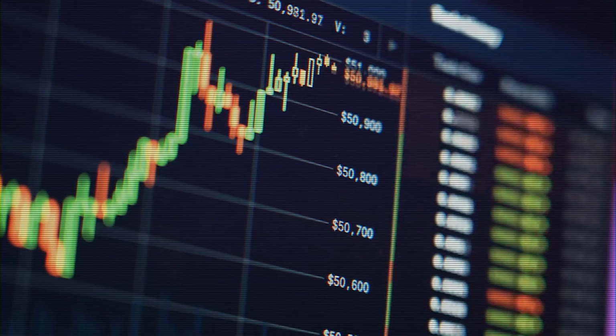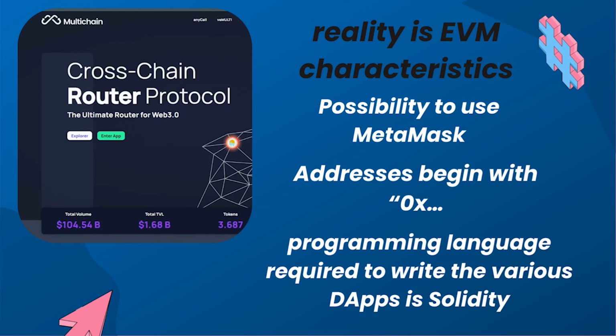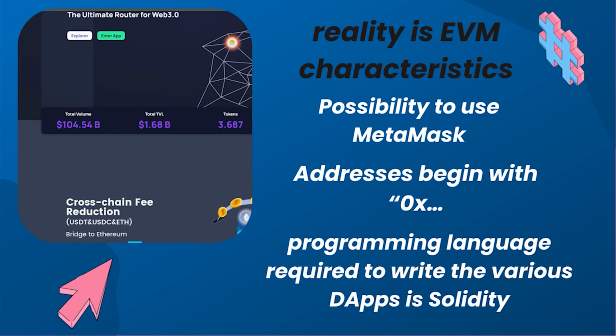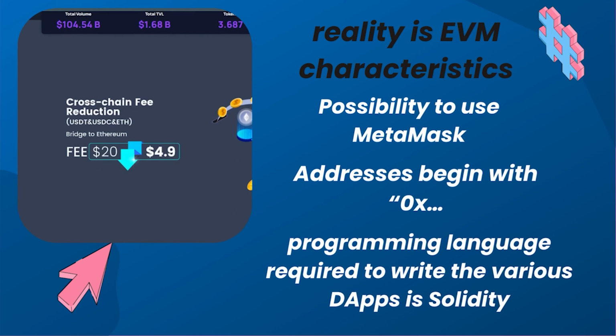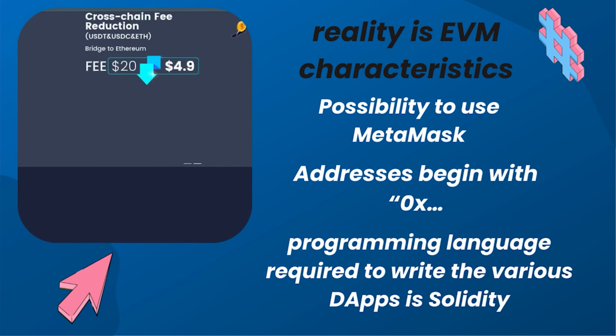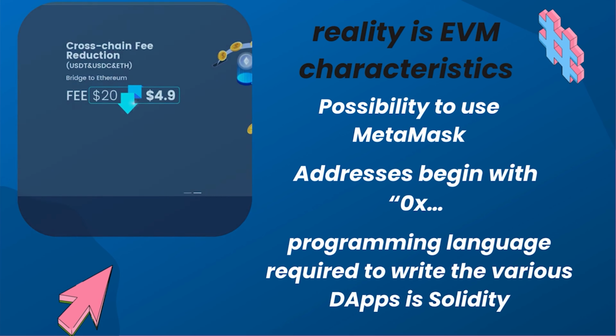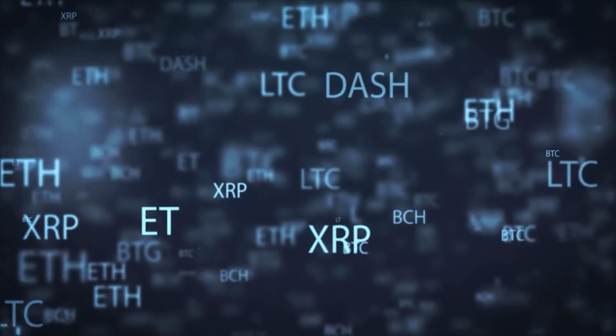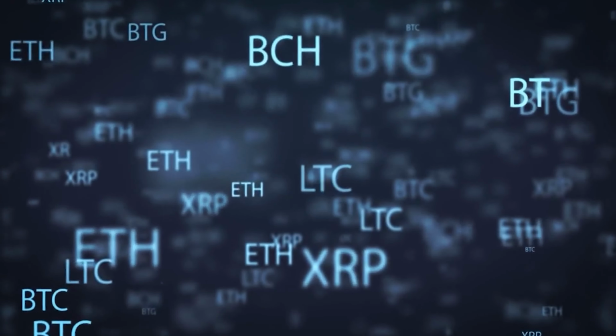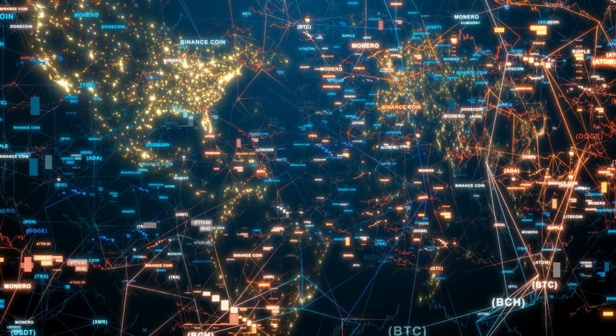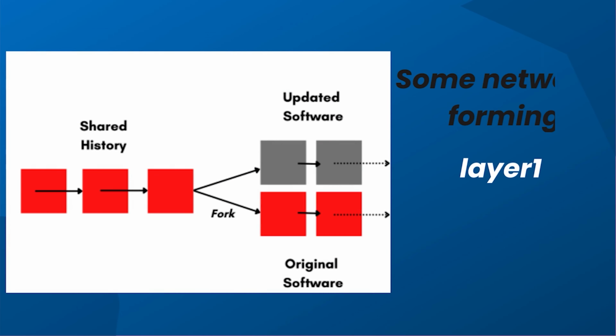If the reality is EVM, certain characteristics are present, such as the possibility to use MetaMask, the most famous crypto wallet. Addresses begin with 0x. The programming language required to write the various dApps is Solidity. The interface of protocols and applications is familiar. This is because you can take existing realities, recycle their code, and create a fork, giving life to a new DeFi platform. Some networks stratify, forming Layer 1, Layer 2 structures.